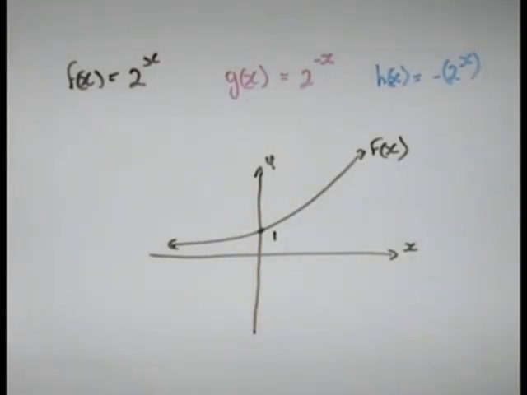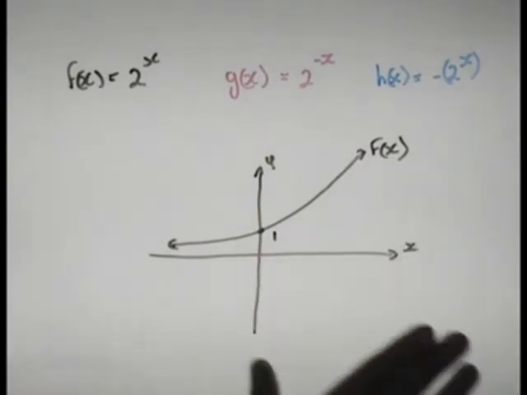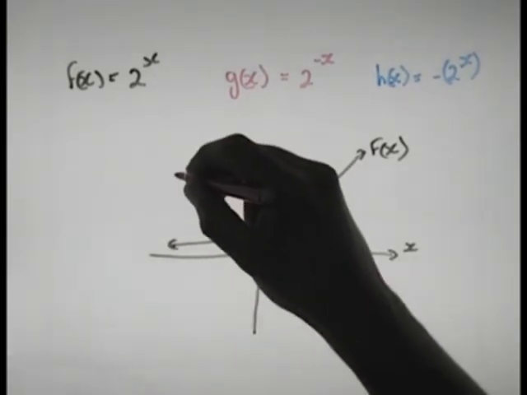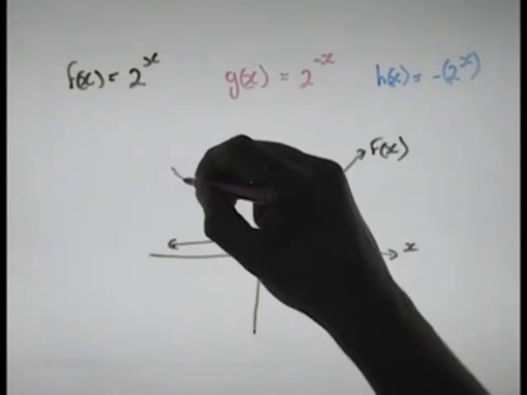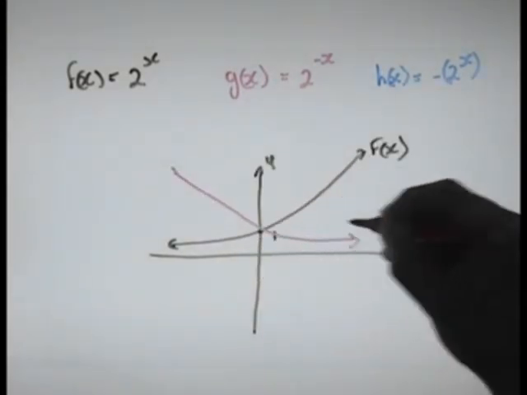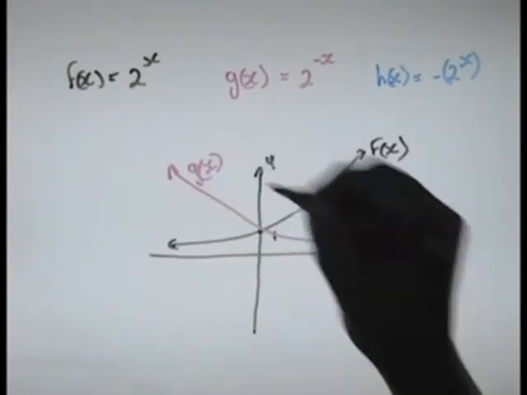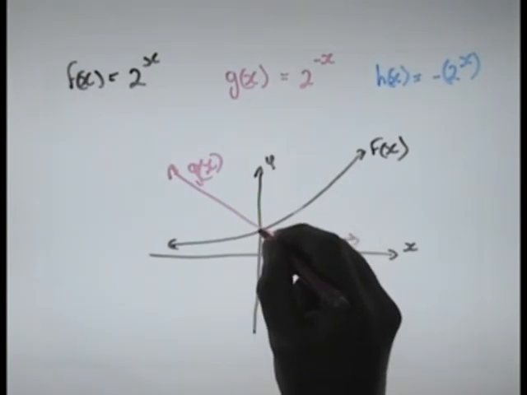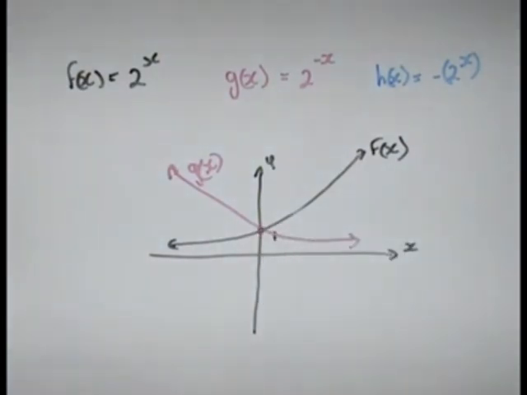The next one we're looking at is g of x is equal to 2 to the power negative x. What has happened? We've put a negative in front of the x. The x's positive value has become negative, which means we are flipping it around the y-axis, which means that this graph will look very much like this. It is the f of x graph flipped around. It's still going to cut through 1.